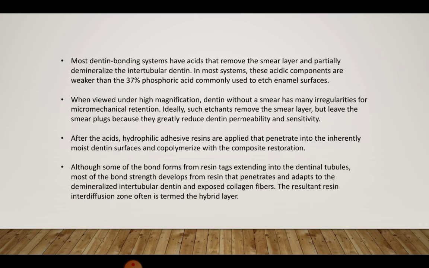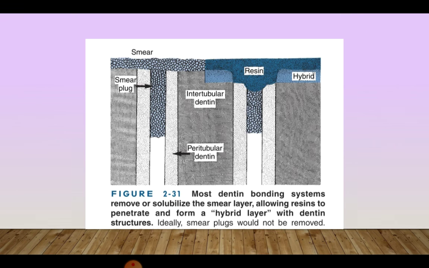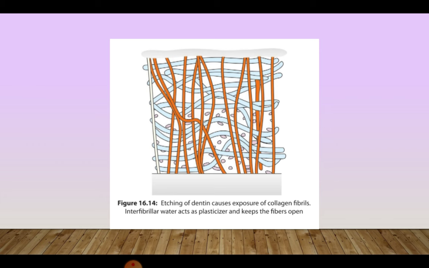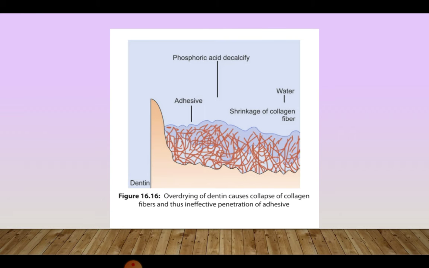basically the structure of the dentine is such that, you can see in the diagram here, there are collagen fibrils in between which there is water. So what does the interfibrillar water do? It acts as a plasticizer and keeps the fibers open. Now if the water is removed, then what happens? These fibrils collapse.